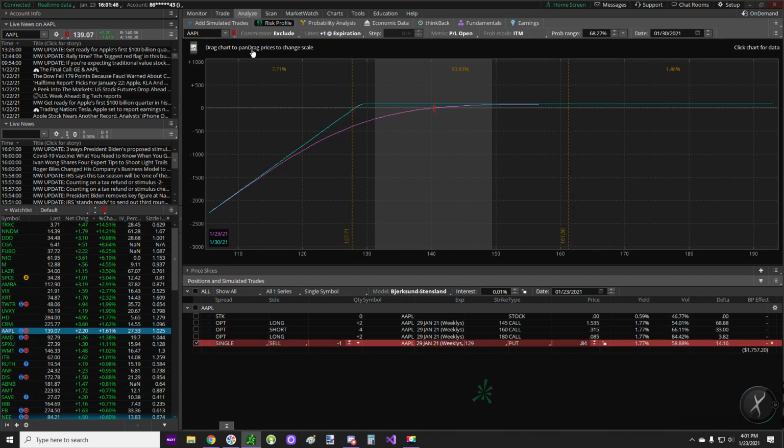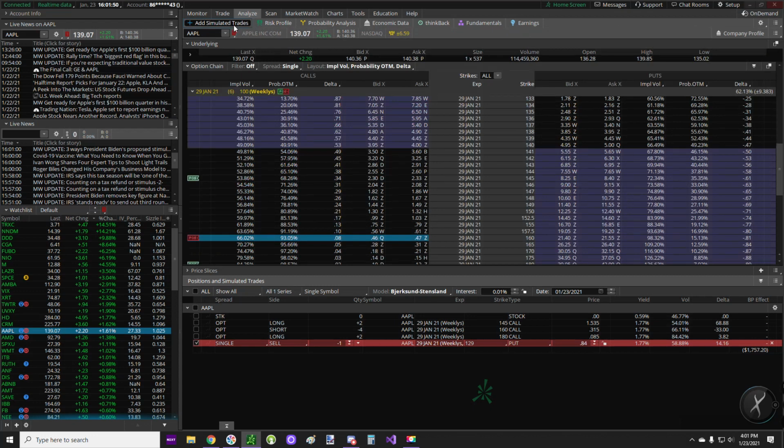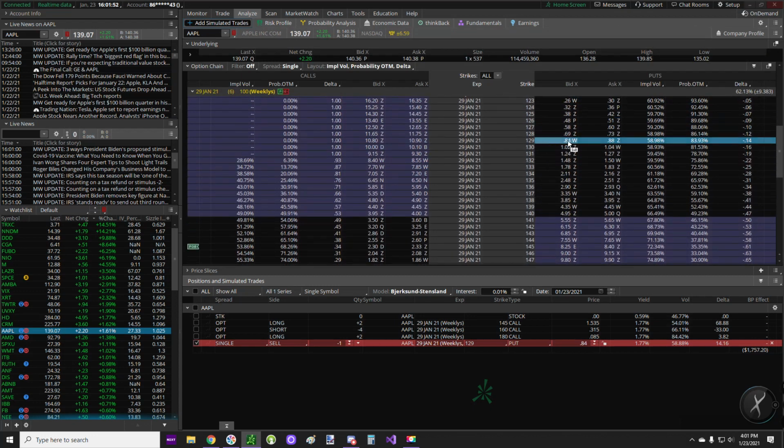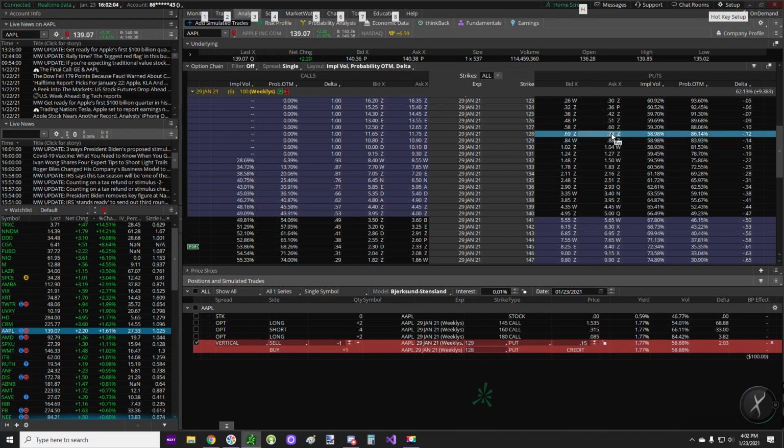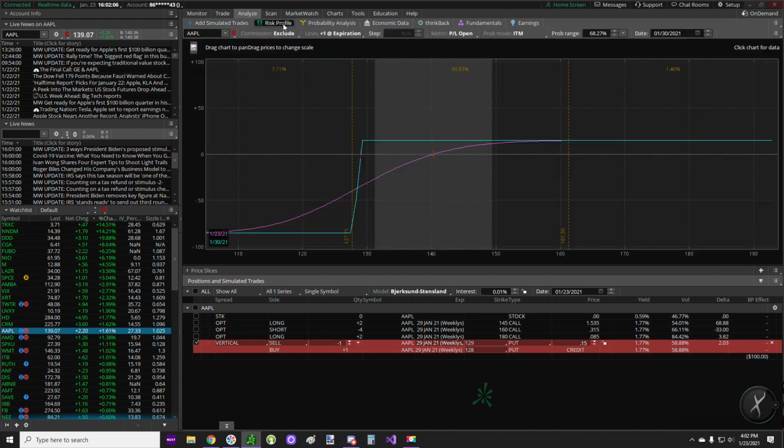You can cap those losses by buying kind of an insurance play, right? You can take that 129 and buy insurance, or buy that lower strike, the 128. In Thinkorswim you hold the control key down and click on the buy, and you can make this into what's called a vertical spread.